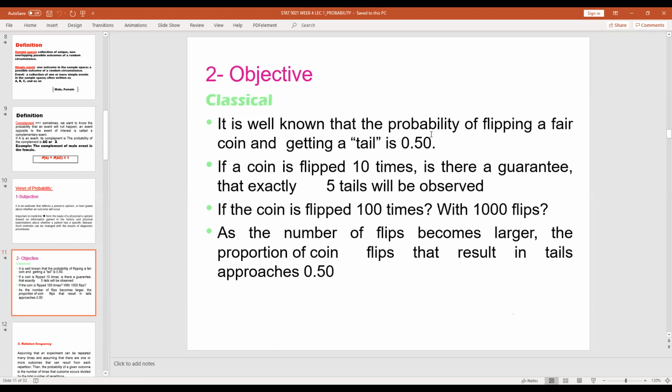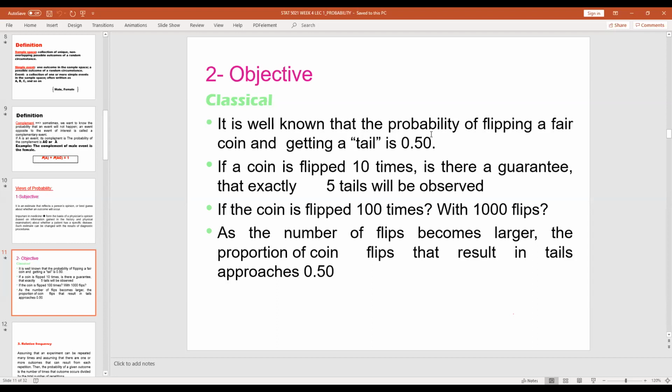Now, the next approach is what we call the classical approach, which is more or less objective. The classical approach goes against the subjective approach. Don't forget, the subjective approach assumes elements in the sample space are not equally likely. But the classical approach believes that elements in the sample space are equally likely, that there is no element with a better chance or probability of occurring than others.